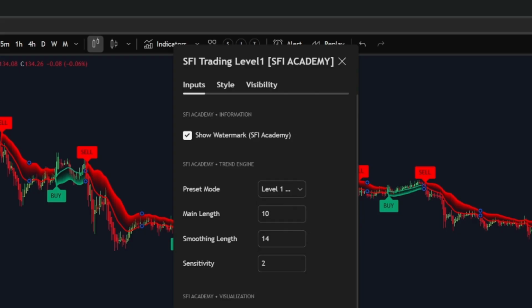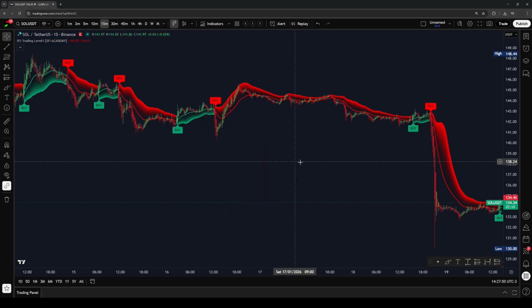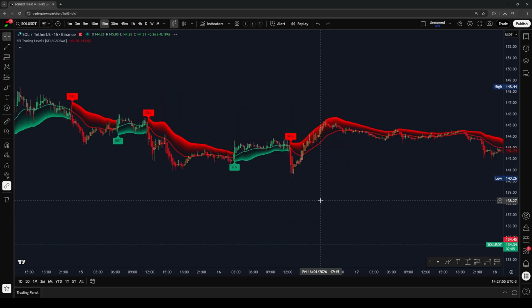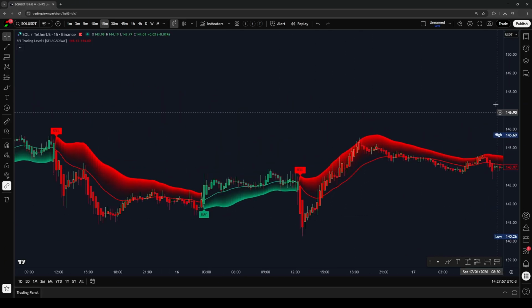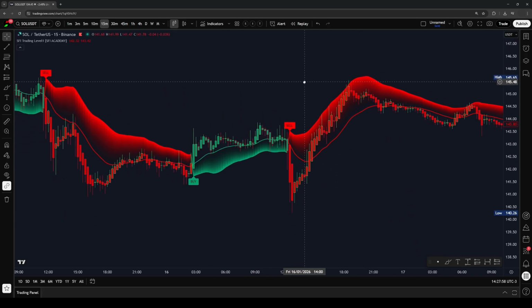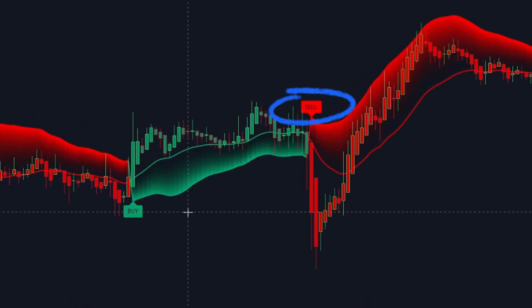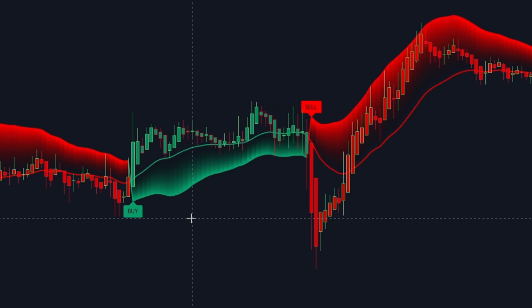Now let's look at the signals. This buy signal appears when price breaks the dynamic band and closes above the SFI level. At that moment, the indicator confirms a shift from a bearish trend to a bullish trend. And this sell signal is generated when price loses the dynamic level and closes below it. That indicates the bullish trend is no longer valid.